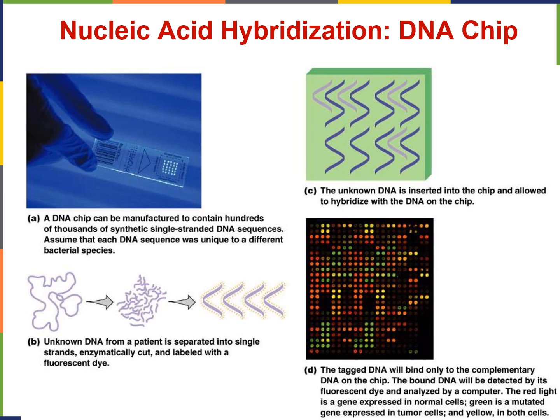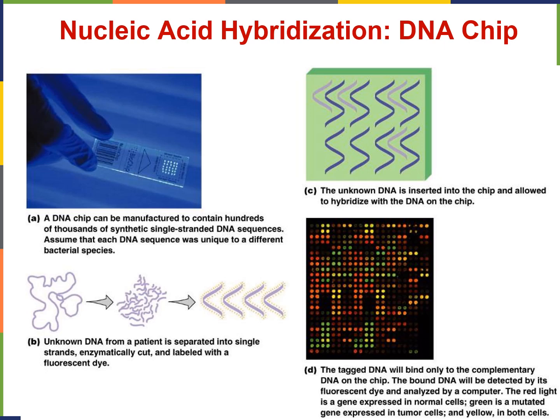You see some partial hybridization occurring, or a little bit of hybridization occurring between the unknown and the known, which is on those chips. And then you insert it into a machine, and the machine reads it. You have several different potential outcomes. If you have a green dot, it means that there was complete hybridization between your unknown and the dot or the single strand that was on the chip.